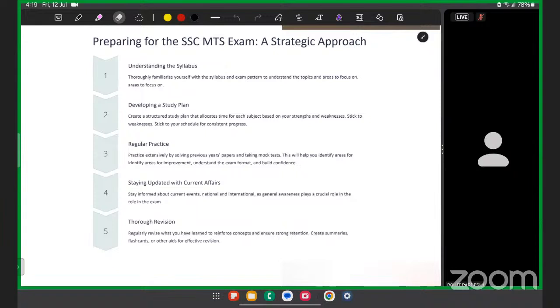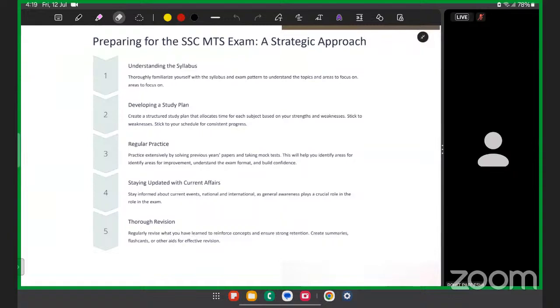So here it is written on the screen: understanding the syllabus, developing a study plan, regular practice, staying updated with current affairs, and thorough revision. Let me decipher each point individually. Understanding the syllabus. There is a set syllabus here in both CGL and MTS. You do not have to read a number of books. You need to read one or two books for each section and you're good to go.